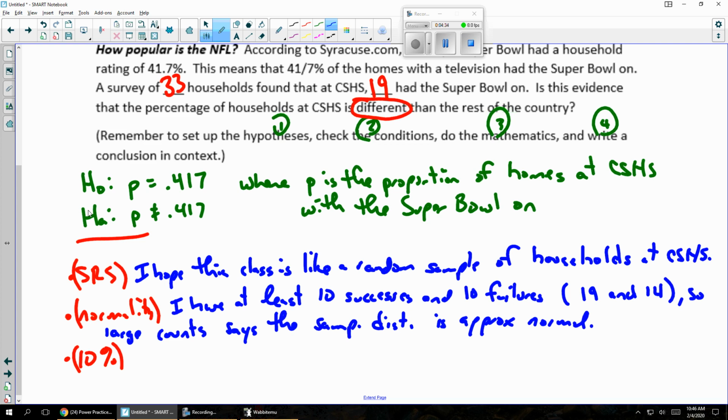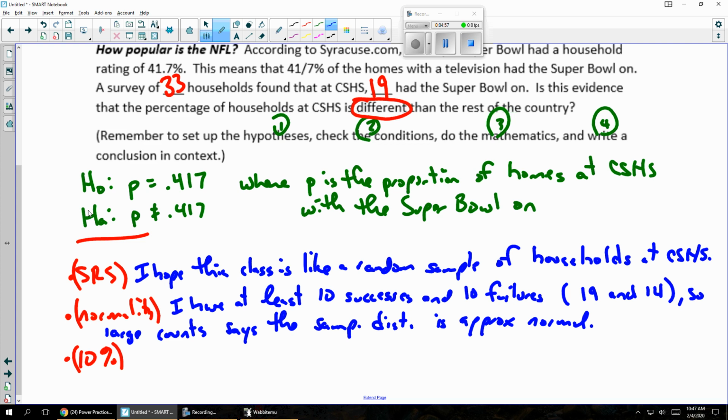Now, I'm not going to get into this too much at this point. Really, that's the condition for a confidence interval. For a hypothesis test, we say I had 33 households and I expected 41.7% of them to say yes and the other 58.3% of them to say no. And is that number going to be more than 10? I'm not splitting hairs on that at this point in the curriculum.